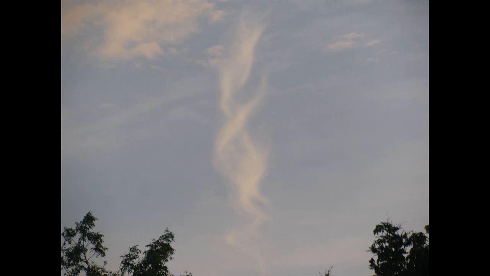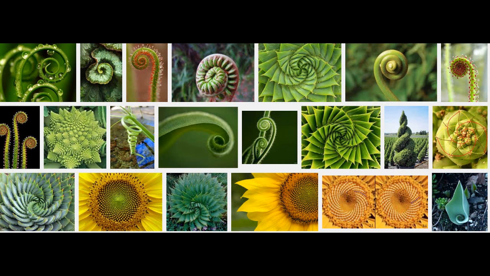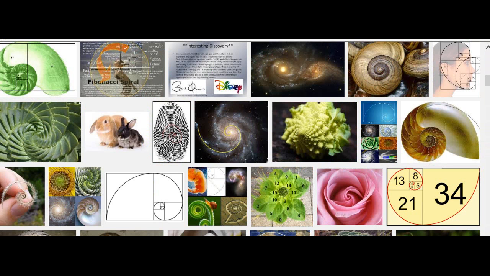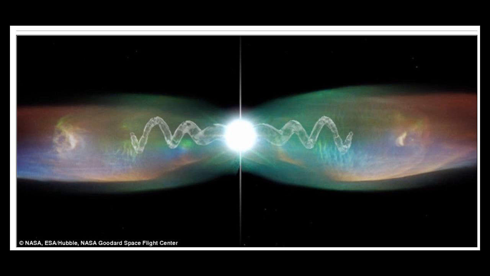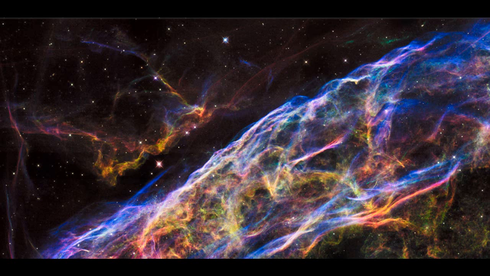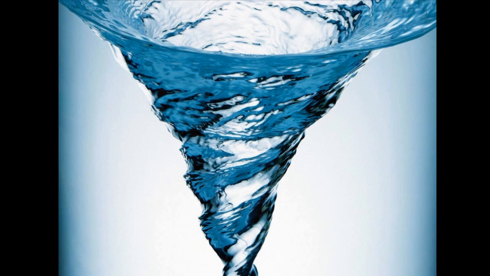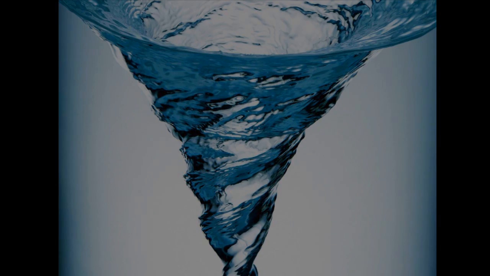More double helix clouds. These are just outside my house. I didn't have to go anywhere special. All the rest are from the web. Fibonacci sequence in plants, shells, you name it. Everything has the Fibonacci sequence. This is a nebula that's coming out of its side. This is the Veil Nebula, which again is the same as smoke with curling waves on its edges. And finally water. So there we go. I could go on for hours.